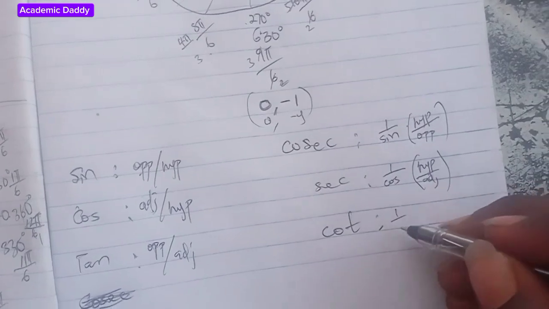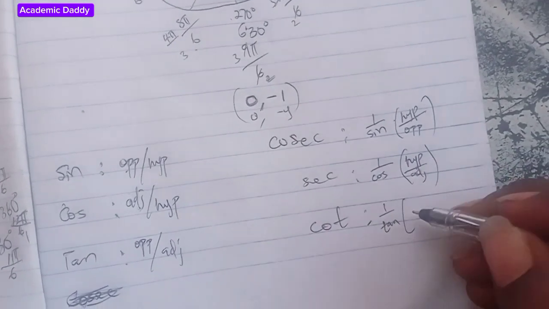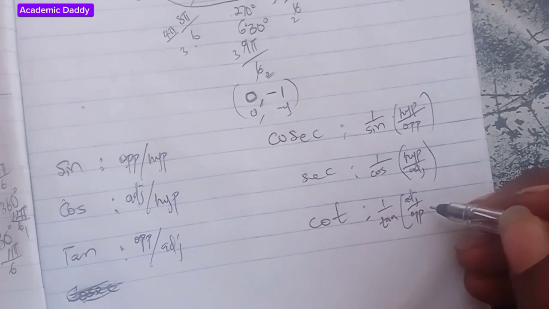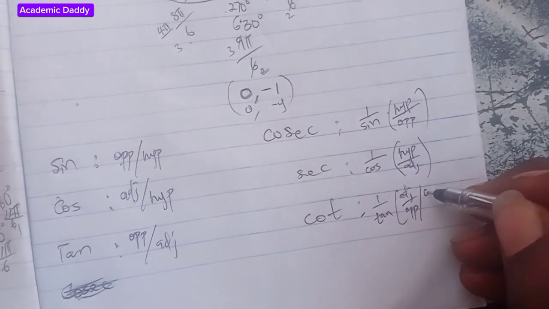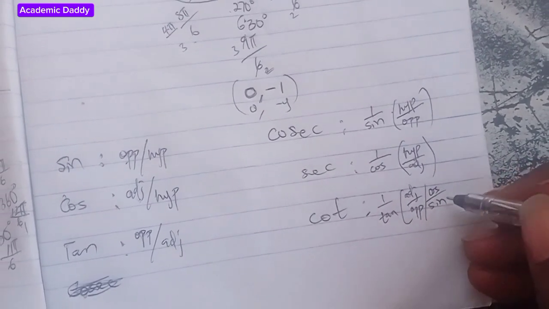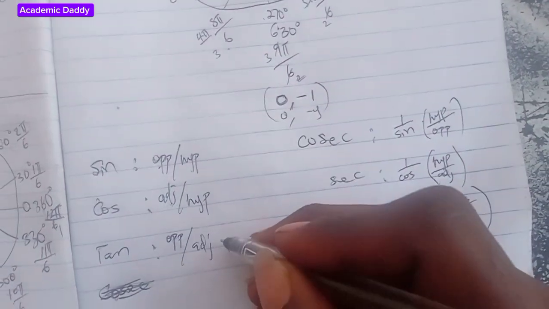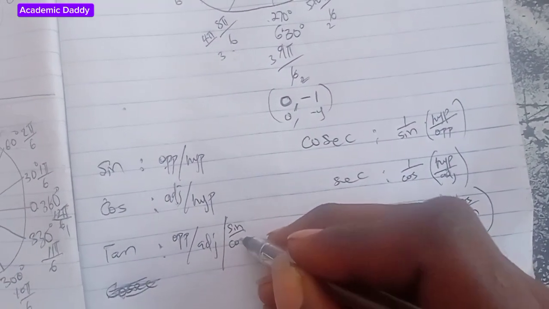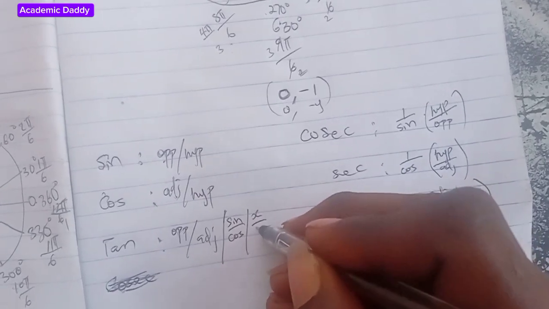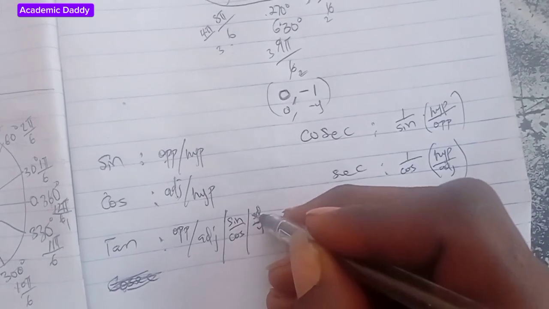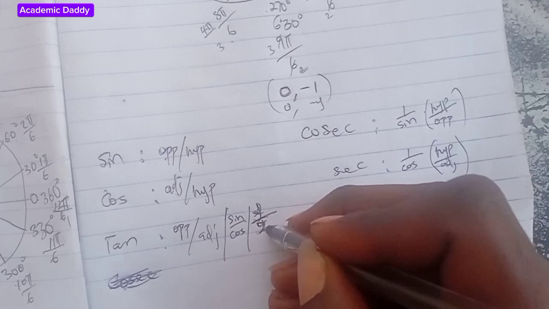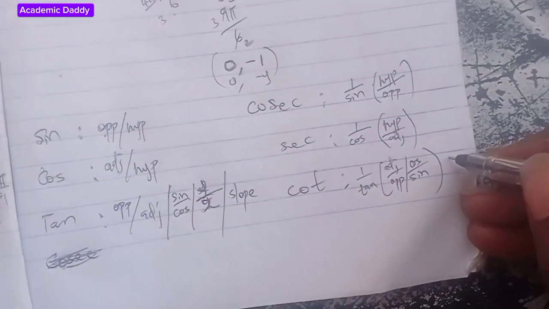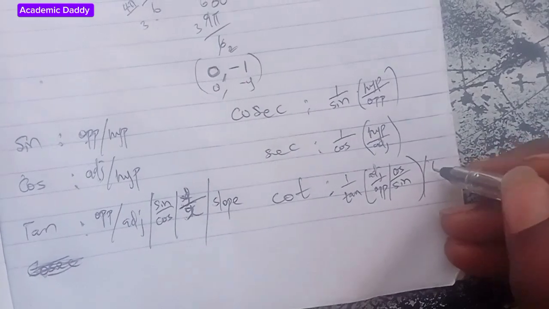Then this one is the same as 1 over tan, or you see adjacent over opposite, or you see cos over sine. Remember that this is also the same thing as saying sine over cos, or you say y over x, or you see slope. So this is also the same thing as saying 1 over slope.